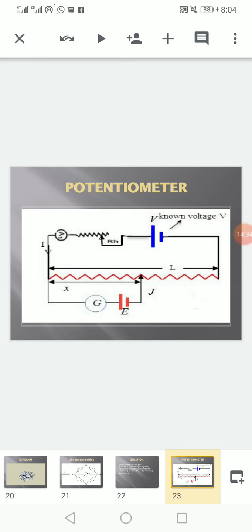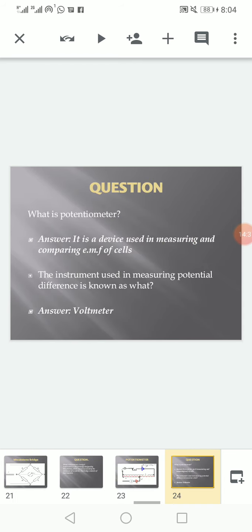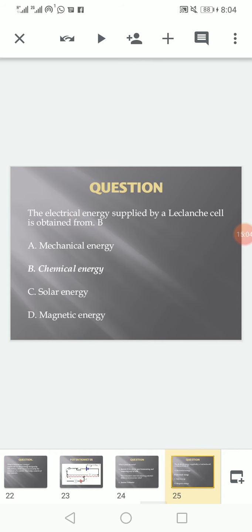A potentiometer. This is a diagram of what a potentiometer looks like. So the question says, what is a potentiometer? A potentiometer basically is a device used in measuring and comparing the electromotive force of a cell. Electromotive force is abbreviated as EMF. So the EMF of a cell is basically measured using a potentiometer. The instrument used for measuring potential difference is known as the voltmeter. So a voltmeter basically is used for measuring potential difference.